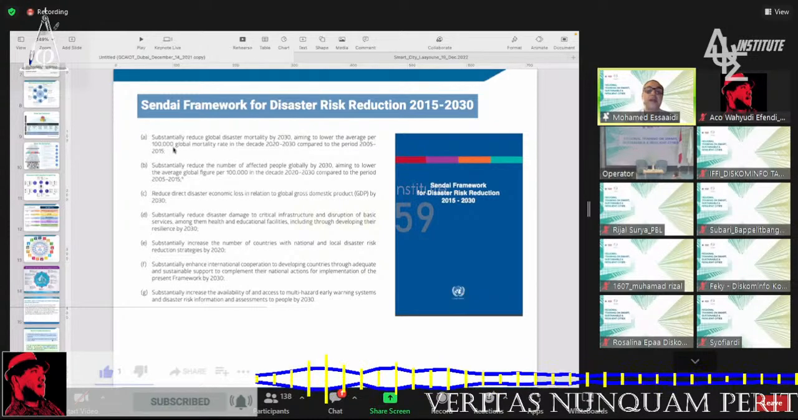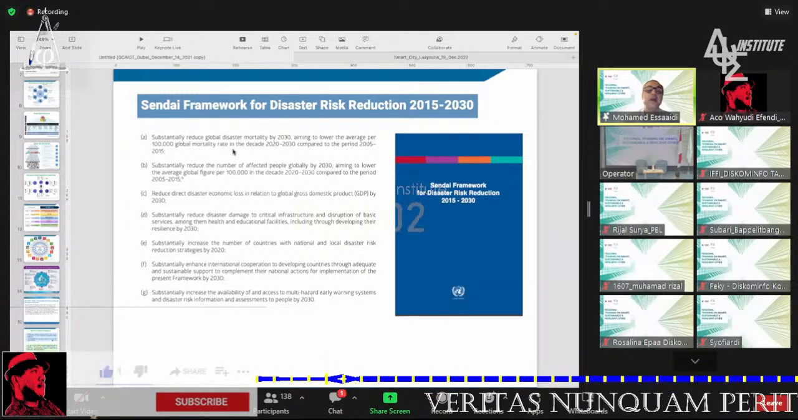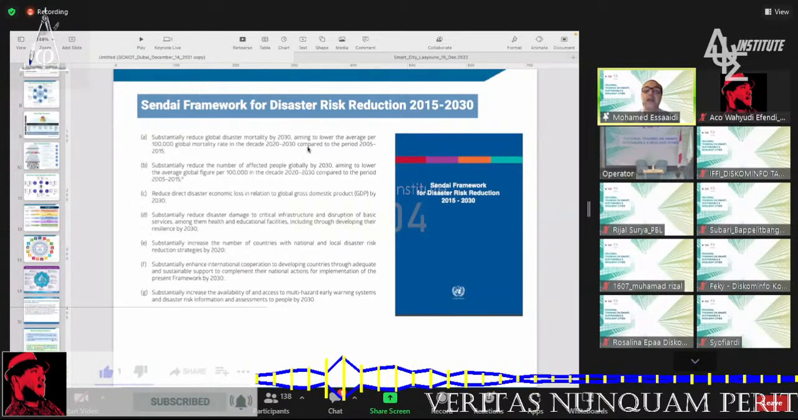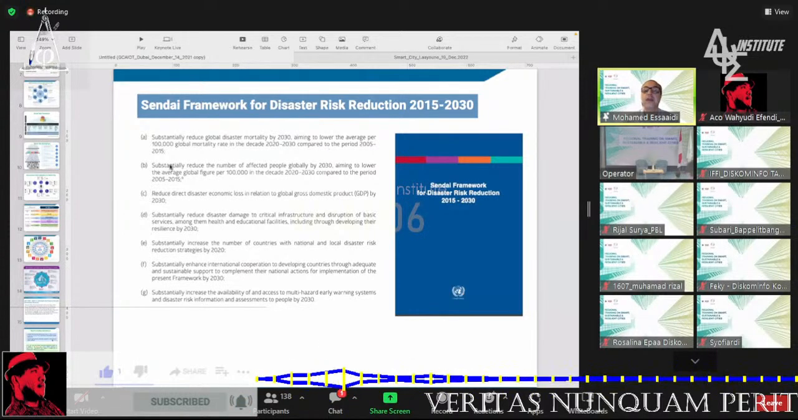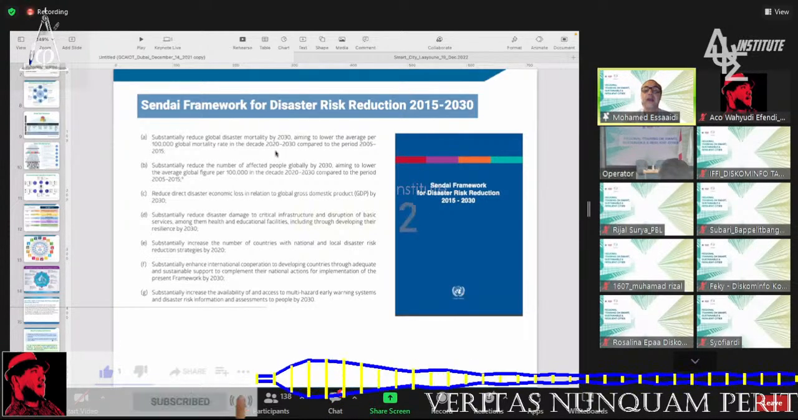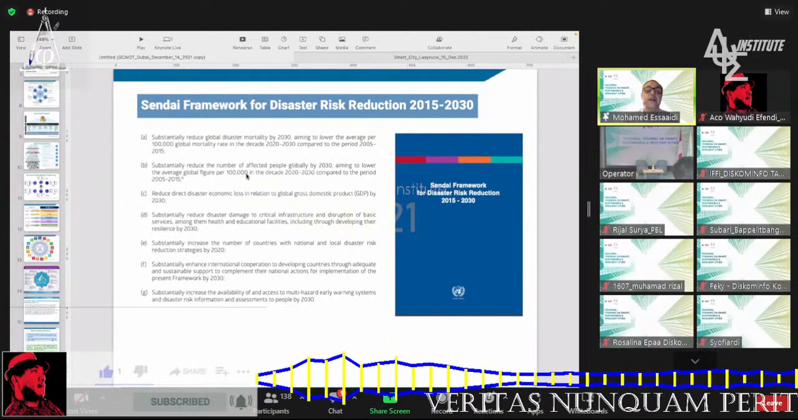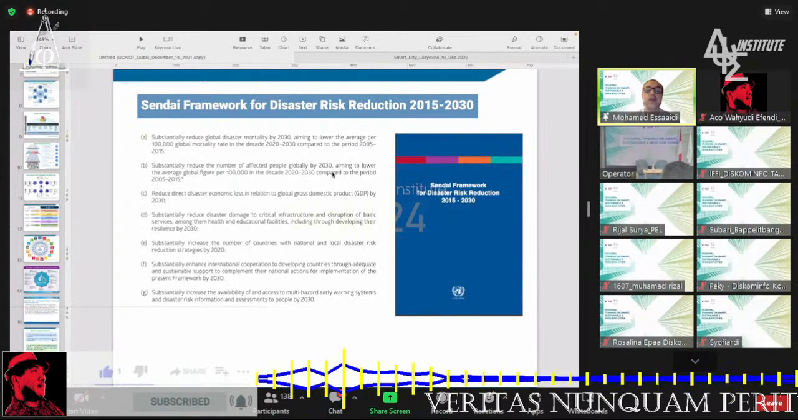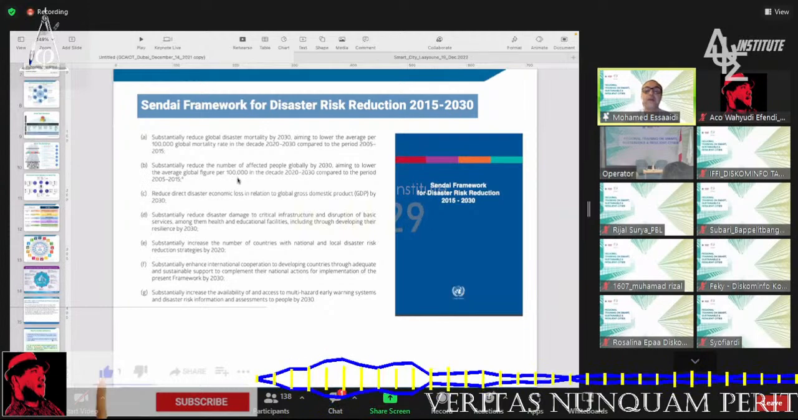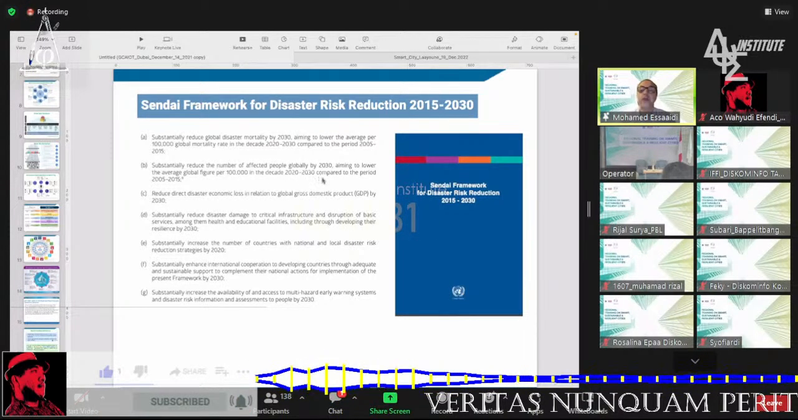So the first one is to sustainably reduce global disaster mortality by 2030, the global mortality rate in the decade between 2020 and 2030 compared to the period between 2005 and 2015. Target B is to sustainably reduce the number of affected people globally, per 100,000, in the decade between 2020 and 2030 compared to the former period.